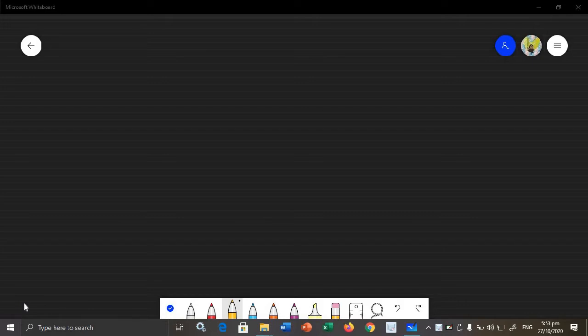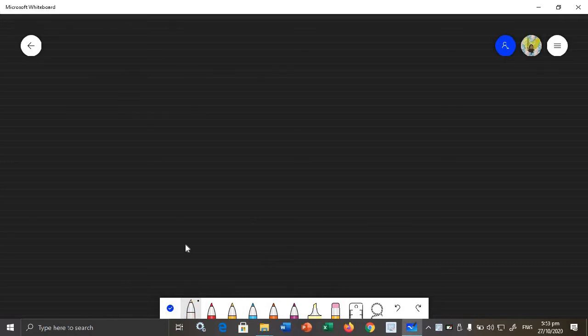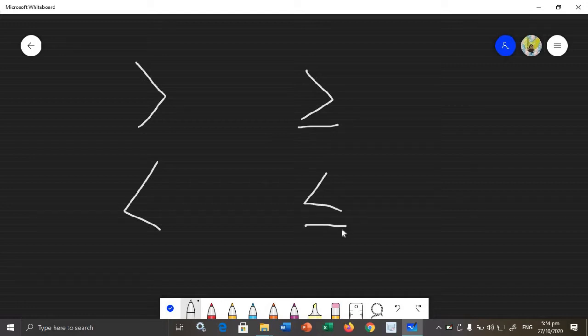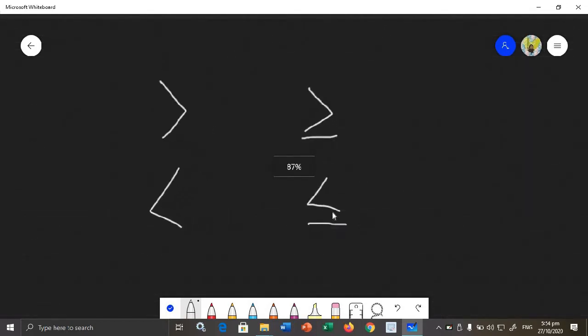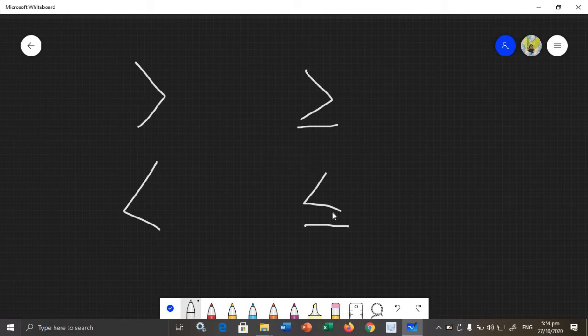There are four inequality symbols. The first one is greater than. I believe you already saw these symbols. The second one is less than, the third one is greater than or equal to, and the fourth one is less than or equal to. So these are the four symbols for inequality. You should remember these four because you will often see them in quadratic inequalities. And that's it for inequality symbols.